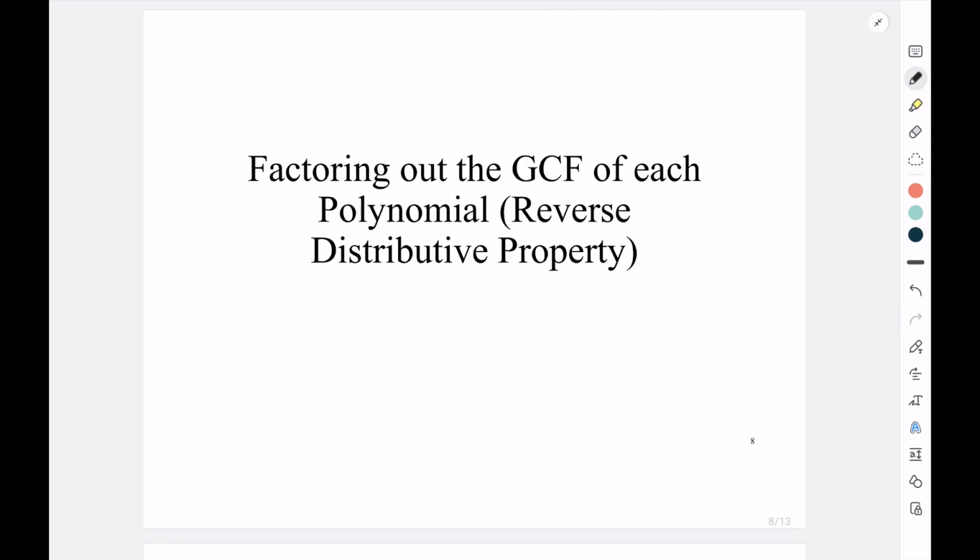So now we're going to look at factoring out the greatest common factor within a polynomial. And if you remember from the last section, I was talking about how if we had something like ab plus ac, we would factor out an a because that's what's in common between both terms.